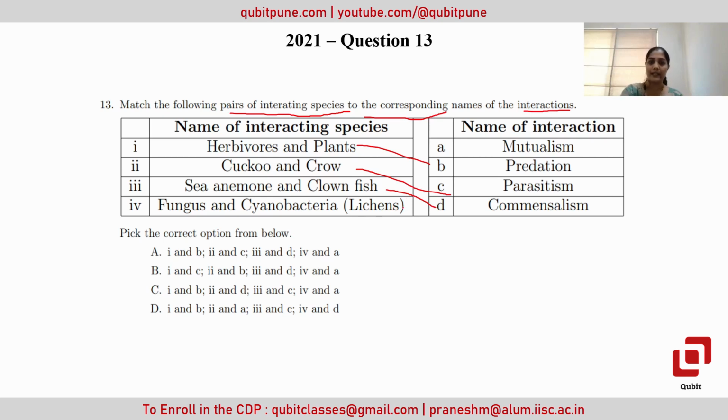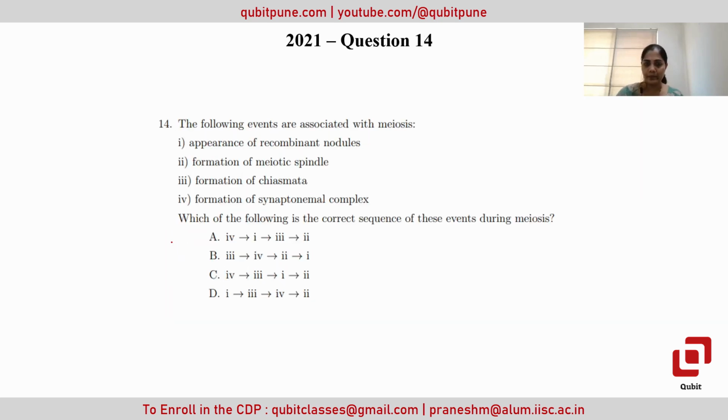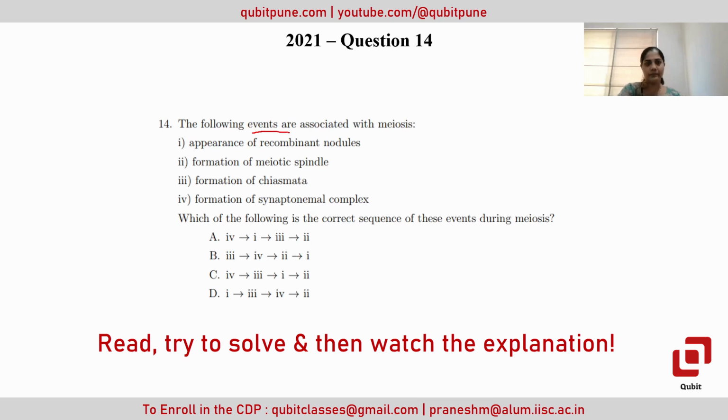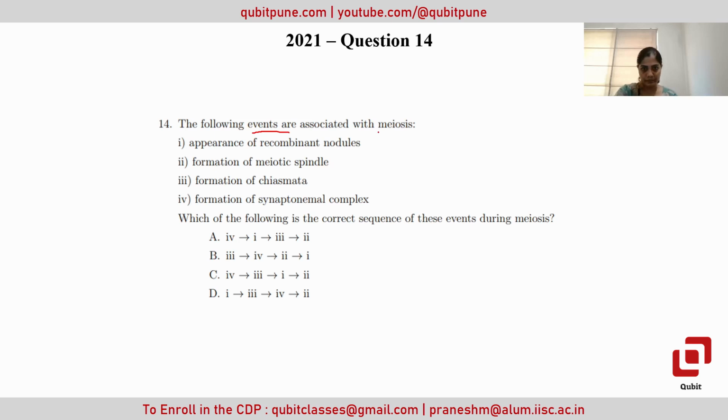And fungus and cyanobacteria, this is lichen, a classic case of mutualism. So if you at least see options A and D, then based on the pairs, you can select option A as the correct one for this question. Next. Option A. Okay.